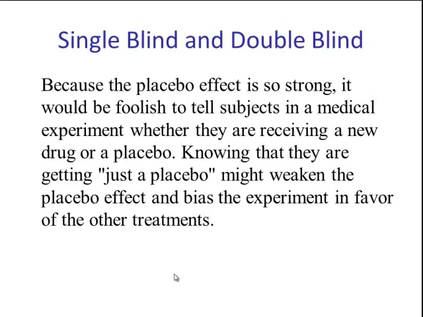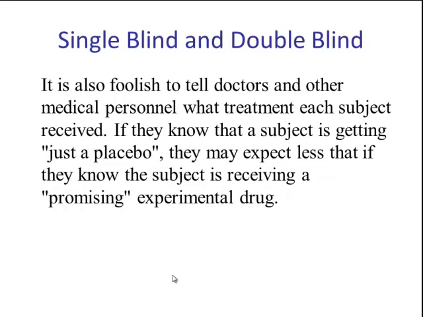Because the placebo effect is so strong, it would be foolish to tell subjects in a medical experiment whether they're receiving a new drug or a placebo. Knowing that they're getting just a placebo might weaken the placebo effect and bias the experiment in favor of the other treatments. It is also foolish to tell the doctors and other medical personnel which treatment each subject received. This is why we want a double-blind experiment.